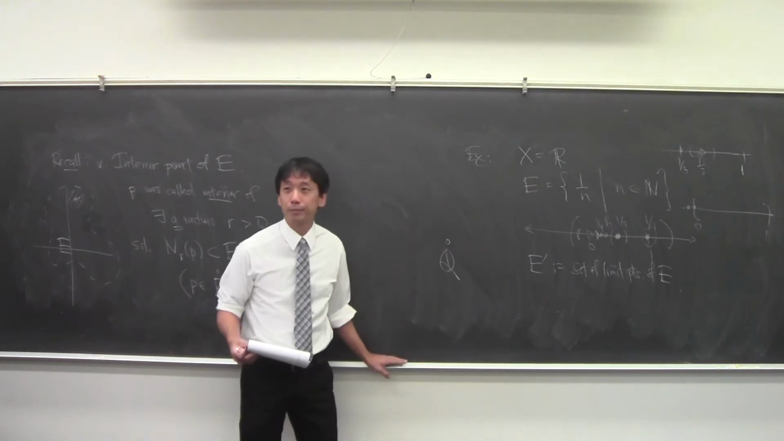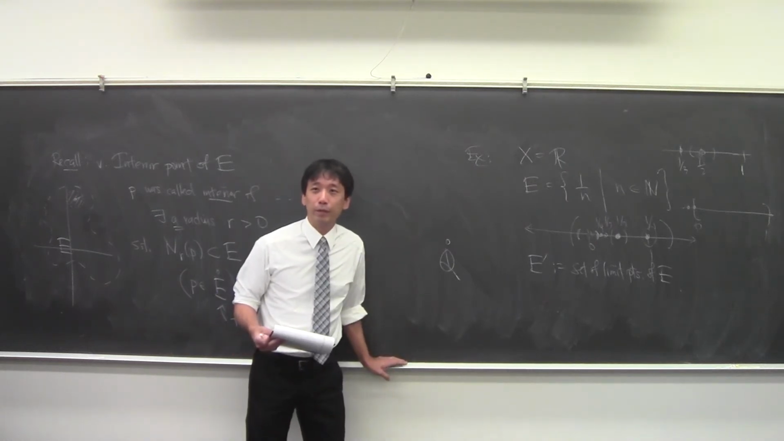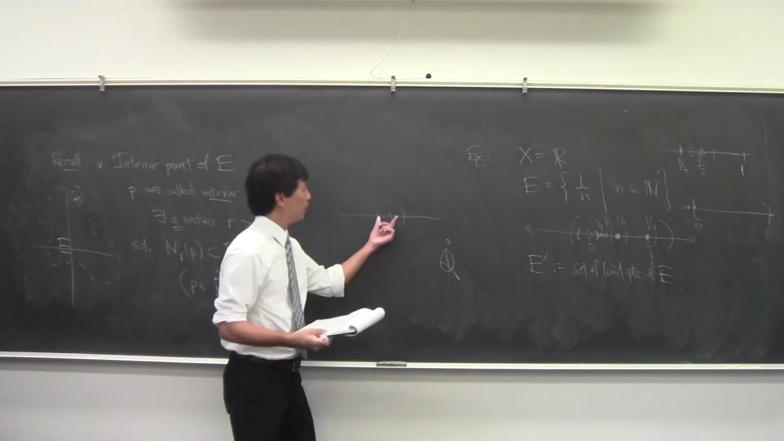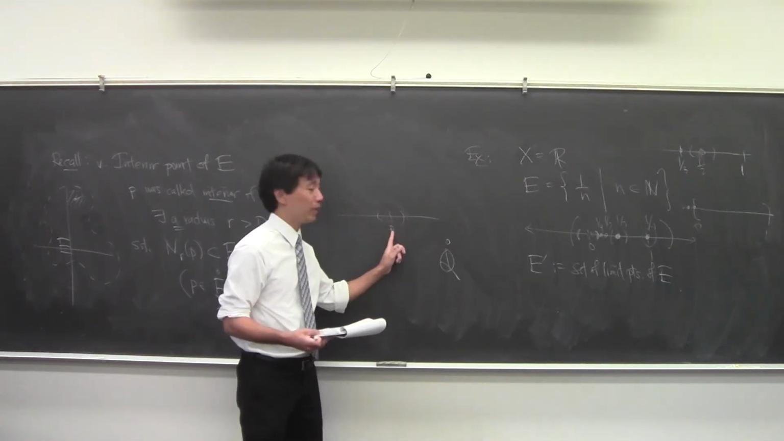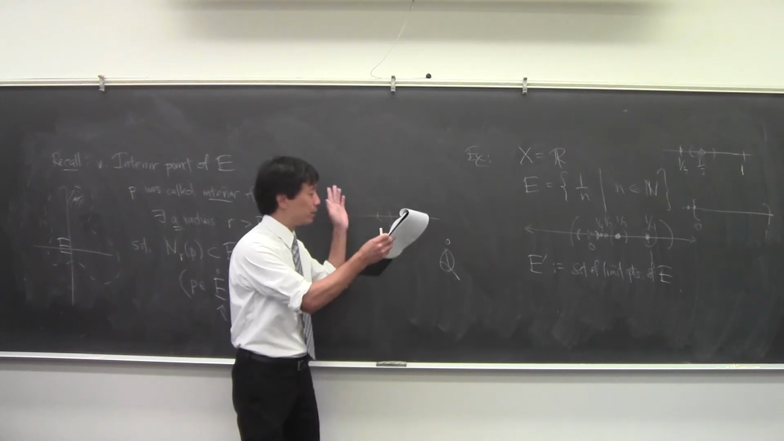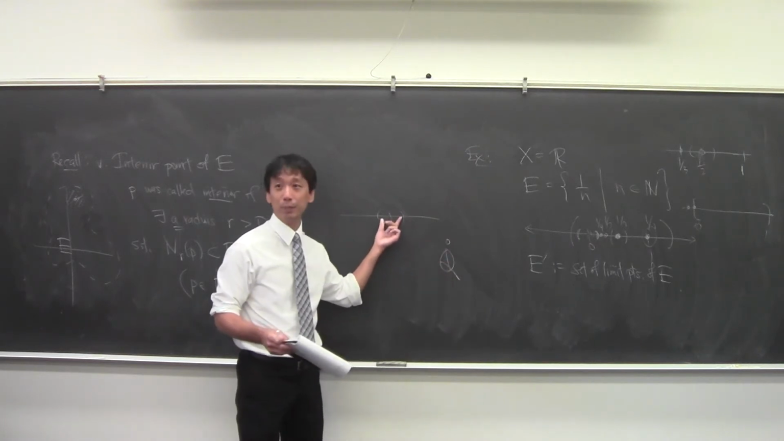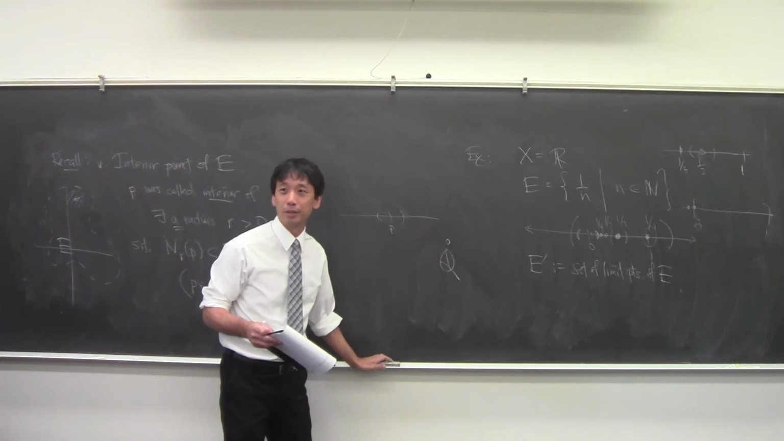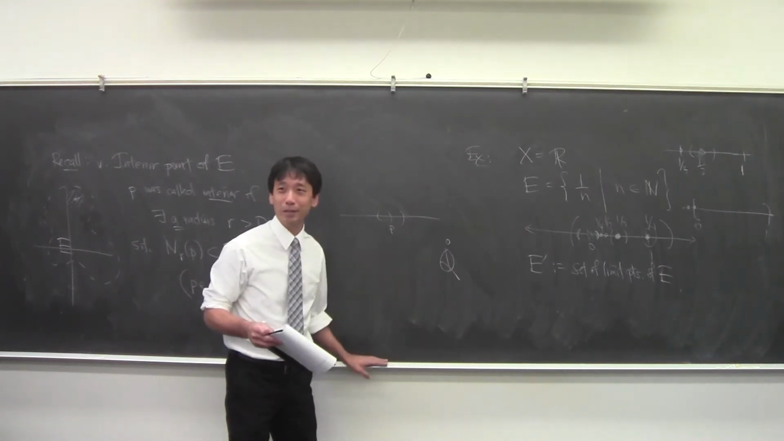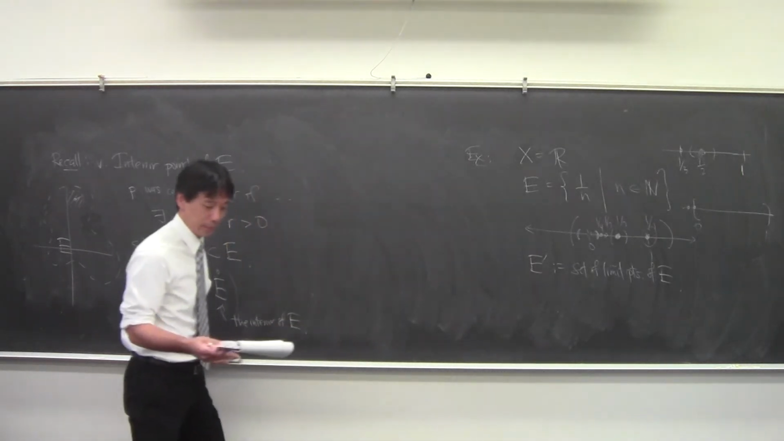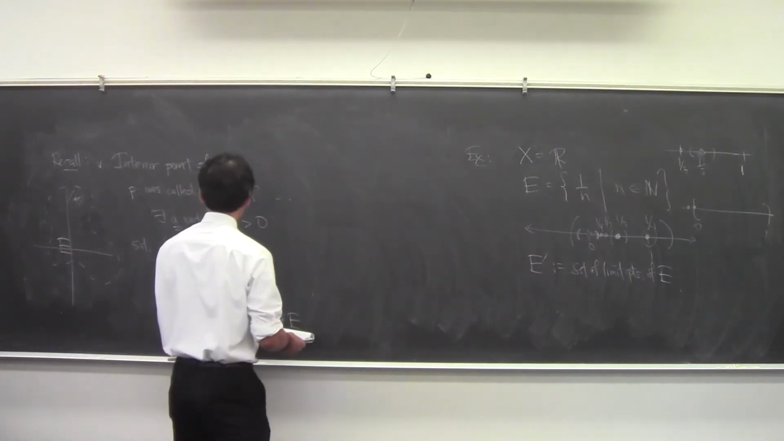What's the interior of Q in R? Can you find a point for which there exists a neighborhood that is entirely inside of Q? No, it's impossible, because you're going to have irrational numbers inside there. Would the interior of Q just be Q then? No, it'd be empty. Couldn't we have radius zero? Oh, because radius is greater than zero.